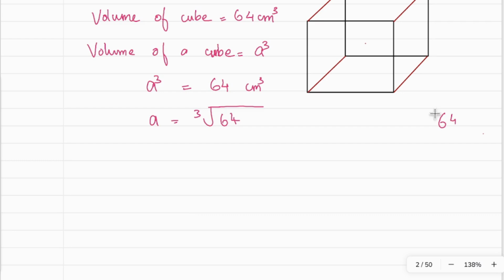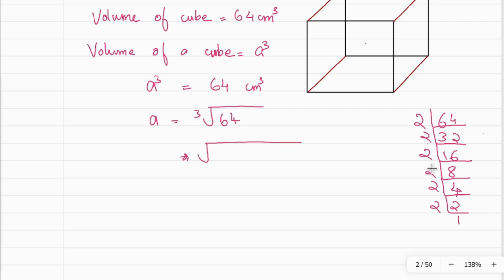We have to do the factorization here. 64 divided by 2 is 32, then again by 2 is 16, then by 2 is 8, then again by 2 is 4, then 2, 2, 1. So how many times is 2 repeated? 1, 2, 3, 4, 5, 6 times 2 is repeated, right?